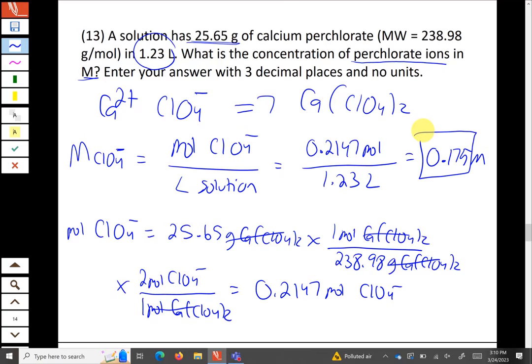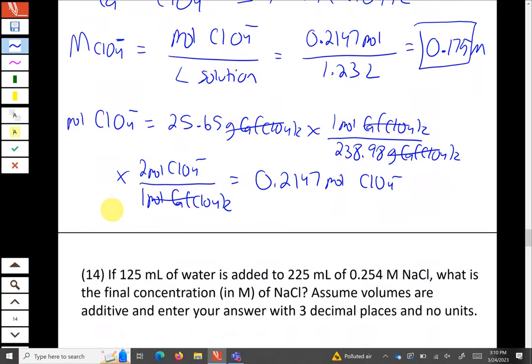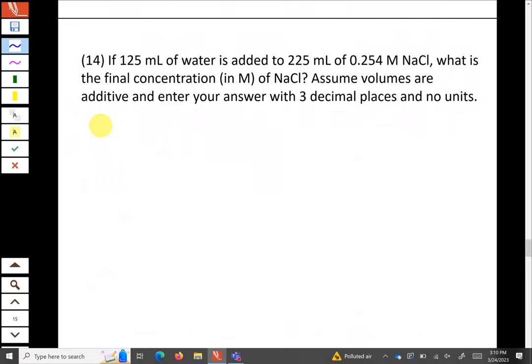All right, questions on that? So similar to the last one, we had to calculate moles of ions, but this time we just divide it by the volume to get it into a molarity. All right, number 14 here, we have 125 milliliters of water added to 225 milliliters of 0.254 molar NaCl, sodium chloride. What is the final concentration of NaCl?